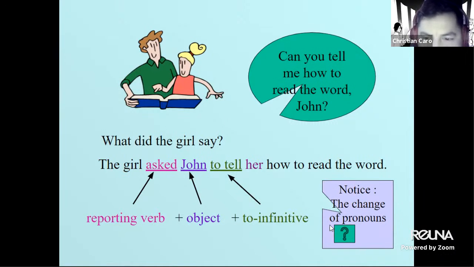In this case, notice the change of pronouns. Yes, important. Can you tell me? So we're using in this case subject pronoun, object pronoun, you and me, and John, like the different speakers. But when we do the reported speech in this case, the girl asked John to tell her, we refer to the same girl, how to read the word, right? So be careful with this. So first we identify the speakers, of course, and then we use the different pronouns.